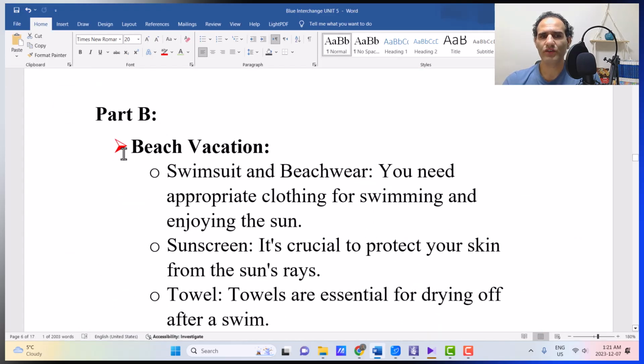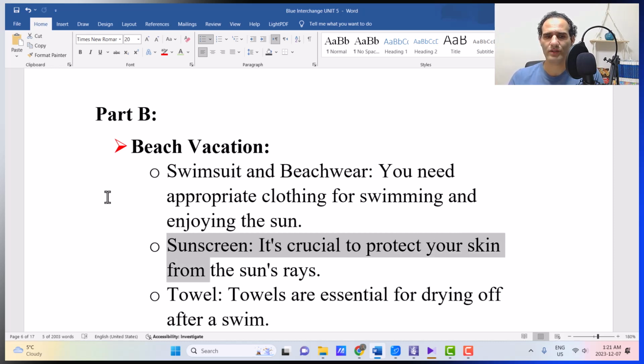For a beach vacation, again, here we have a lot of words in categories. You can transfer them into your vocabulary notebook. Swimsuit and beachwear, maybe it's a new word for you. You need appropriate clothing for swimming and enjoying the sun. Sunscreen, it's crucial to do something. It's important to do something. It's necessary to do something. It's crucial to protect your skin from the sun's rays.